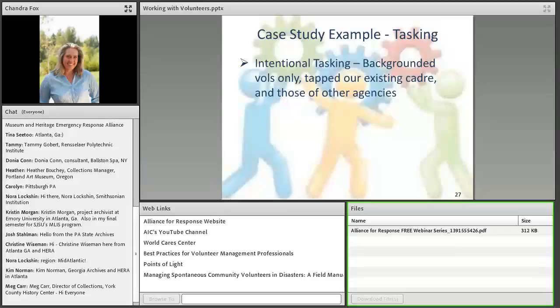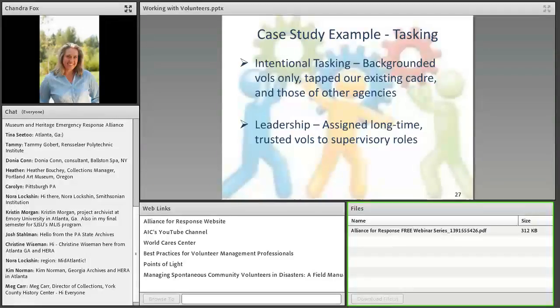So we were very lucky in that we had a pool of existing volunteers that we could tap, and so that's what we did. We basically put out a call to all of our partners in the region and said, this is what we're doing. We need folks who have been backgrounded. Let us know who you have available and who's willing to come and work. And so that was how we dealt with that.